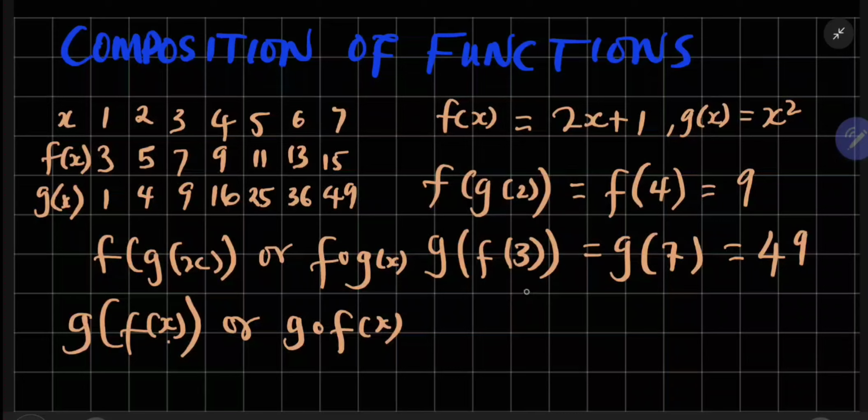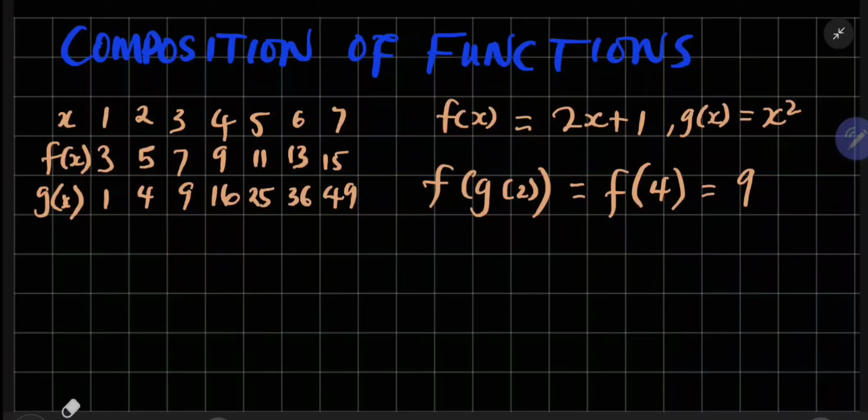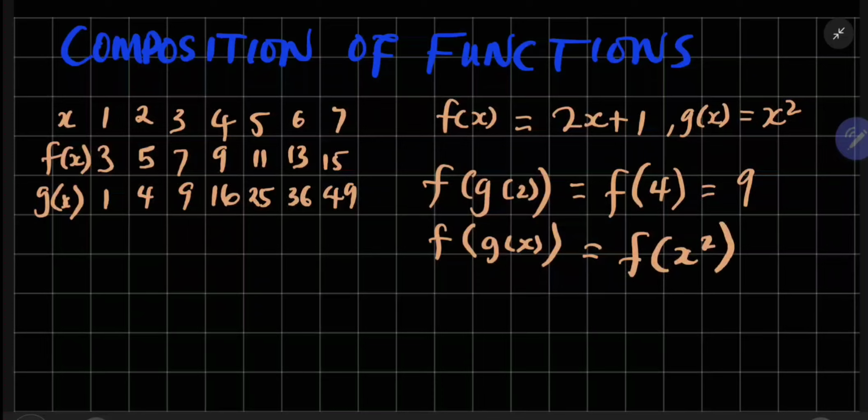Let's just write that down. So let me wipe this for space. So I said to solve this, we can start off by finding f of g of x. And f of g of x, where g of x is x squared, would be the same thing as f of x squared.